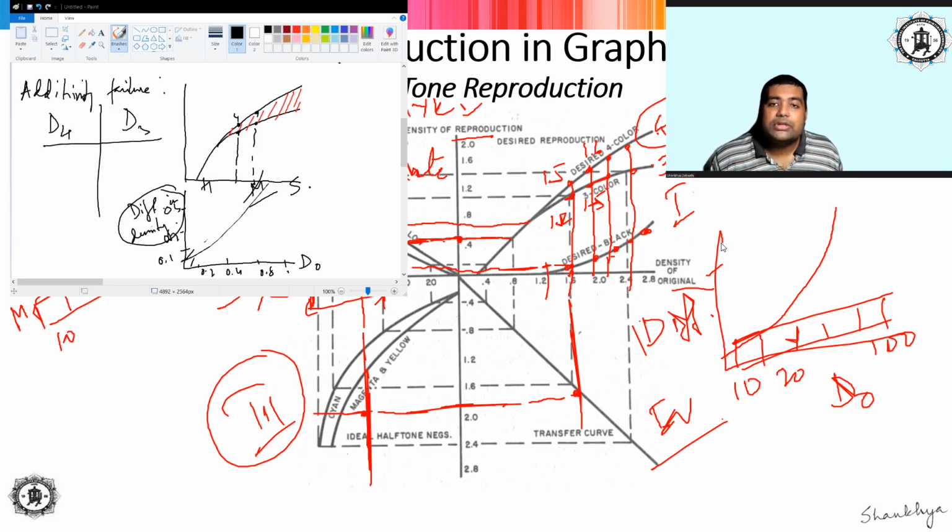Okay, so from the next lecture onwards, we will be talking about something very important, which is known as gray balance, and how to achieve gray balance using equivalent neutral densities.